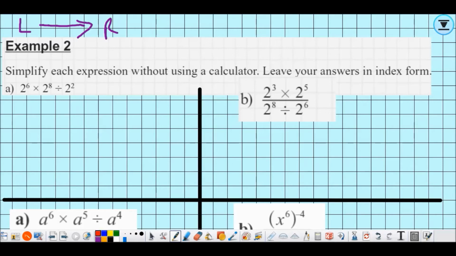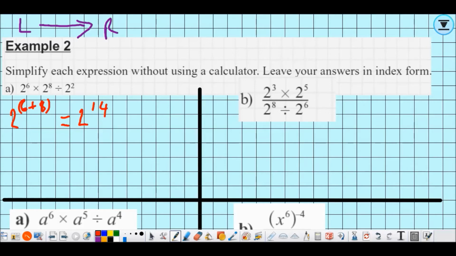So let's do this first one. I'm going to do the multiply first: 2 to the power of 6 multiplied by 2 to the power of 8, so I'm just going to add my powers together, which is going to give me 2 to the power of 14.